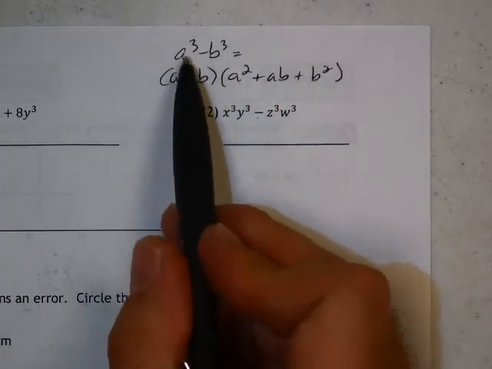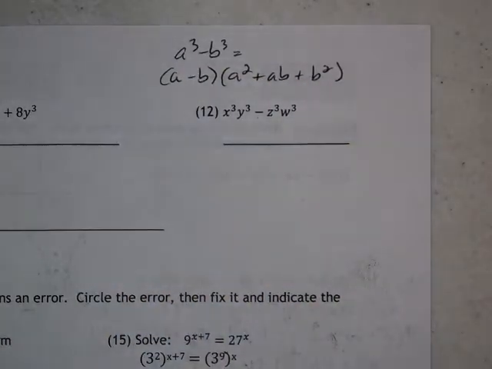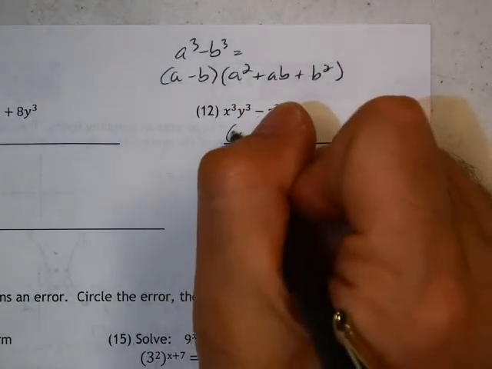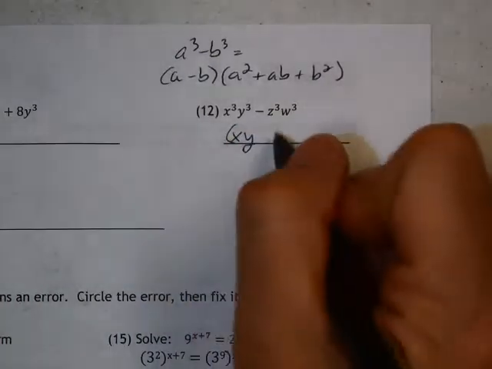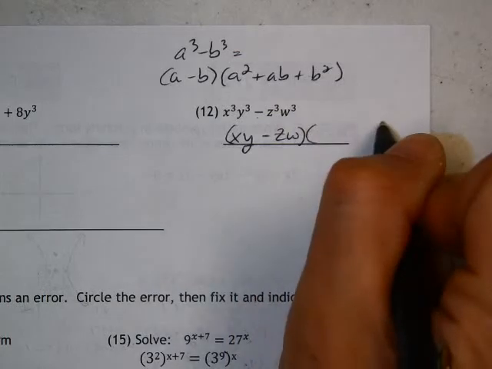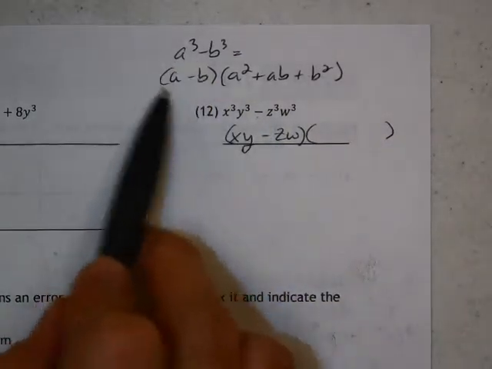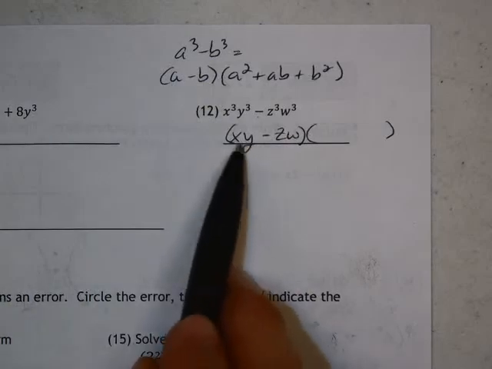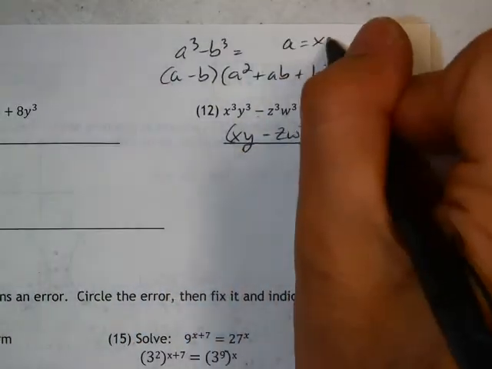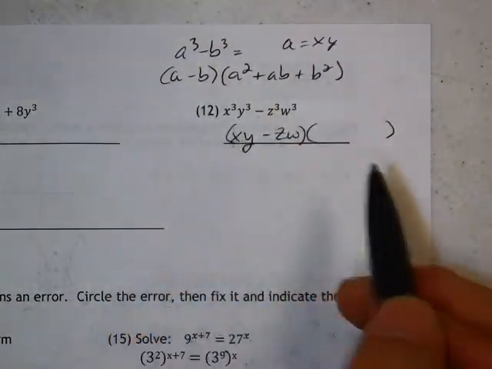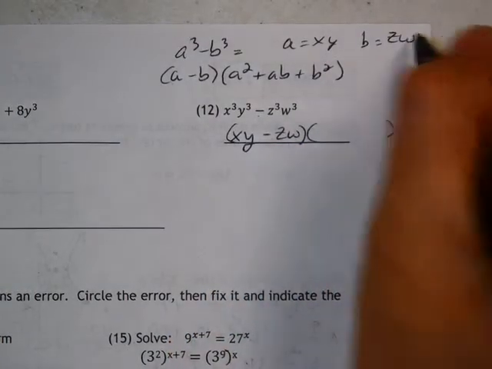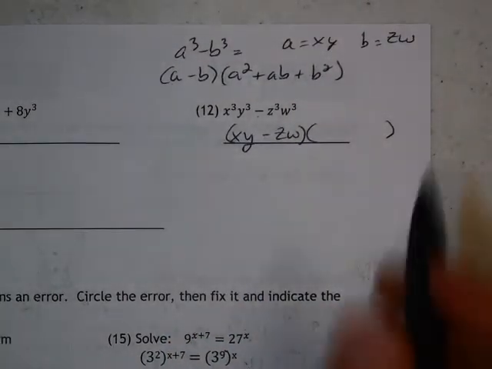Now remember, to go from a cubed to a, b cubed to b, we're just taking the cube root. So this x cubed y cubed would then become xy, minus, and the cube root of both of these becomes zw. So now I've already got this first part. A minus b is represented by this. So each a is now xy. Every time I see an a in here, I'm going to plug in xy. And each b is now zw. So every time there's a b, I'm going to plug in zw.